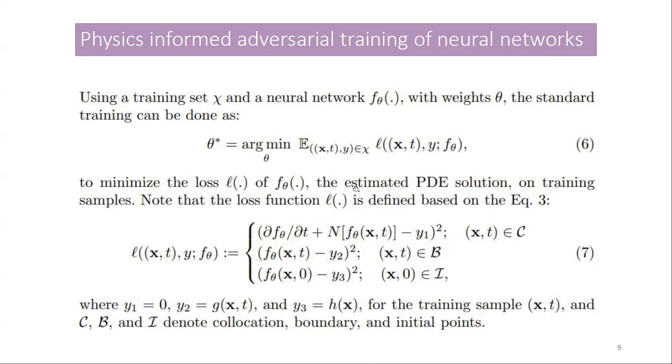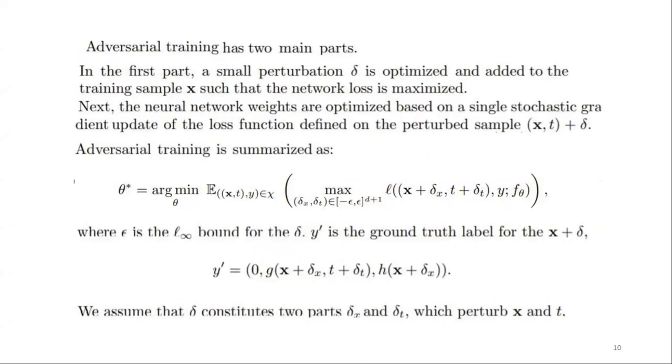Okay, so to explain this method, at first we consider the standard training, which is here. Here, we want to obtain the parameters, and we have a loss function. The first term is the residual loss, the second term is the boundary loss, and the third term is the initial loss. As you can see here, y1, y2, and y3 are the right-hand sides of these equations. And now, when we want to solve the original problem by using adversarial training, we have two parts in adversarial training.